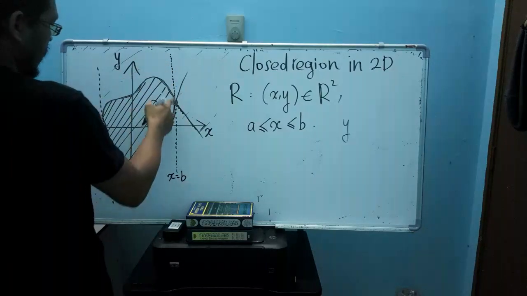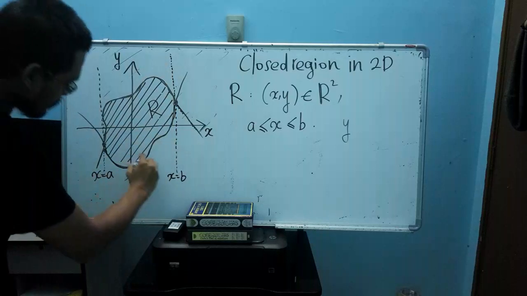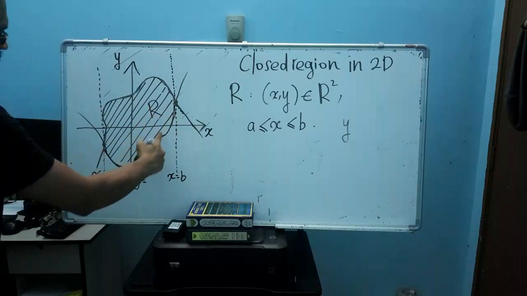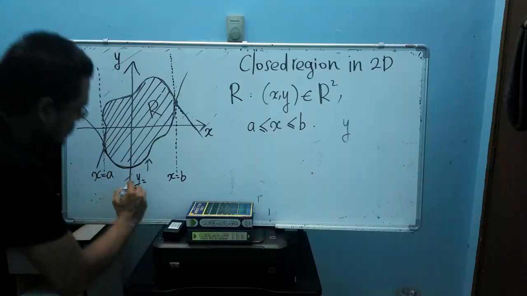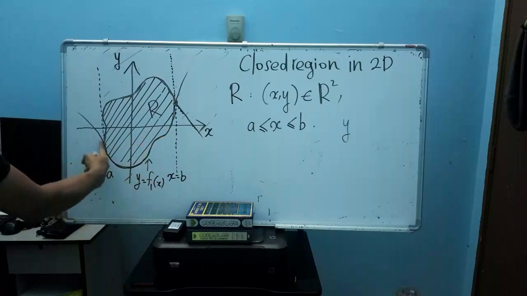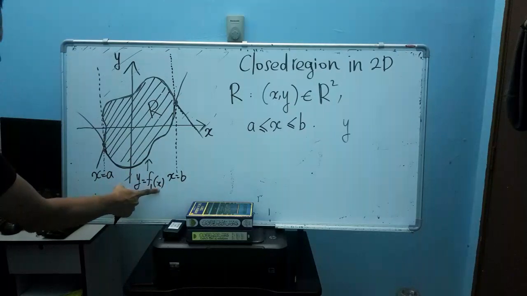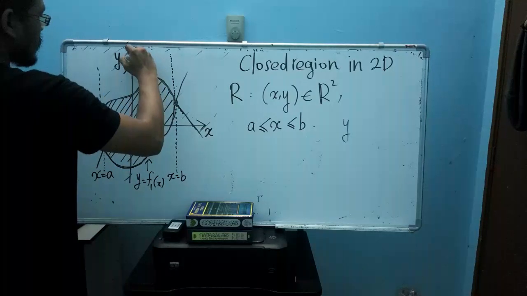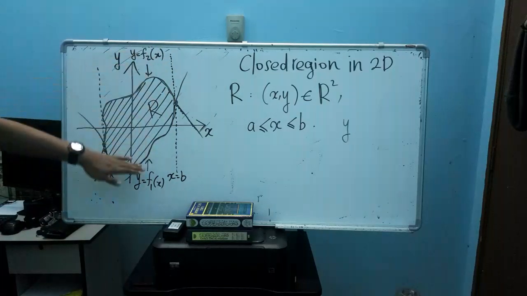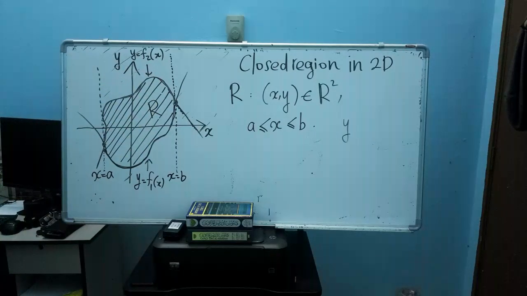If I let the below curve be y equals f1(x), of course such a curve should be a function depending on x, then the below curve is some function of x, f1(x). And the upper part, I will let y equal f2(x). When we consider the intersection between these two curves, it will give us the values x equals a and x equals b.